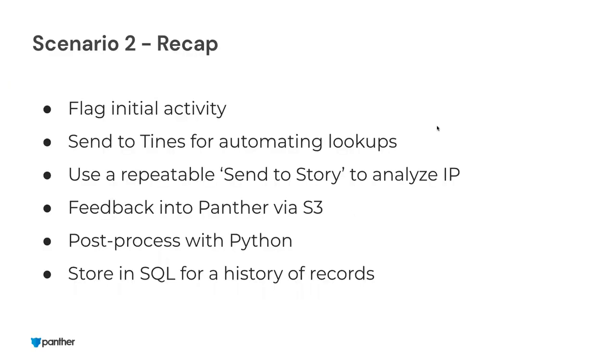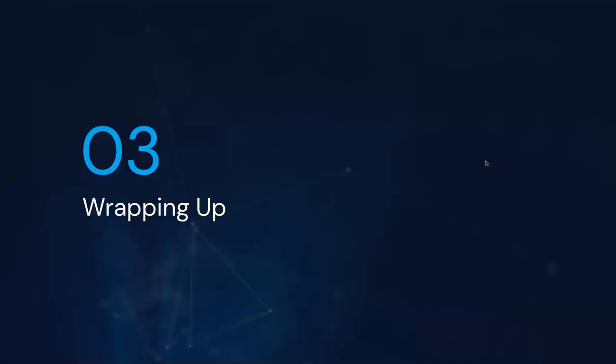So to recap, what we did, again, we flagged that initial activity that we were really interested in. We sent it into Tines for automating these lookups. We used a repeatable send to story pattern with Tines, and then we fed this back into Panther with S3. We post-processed it with Python this time, and then we stored it in SQL, and we created this really awesome feedback loop. So those are the two scenarios that we have today.